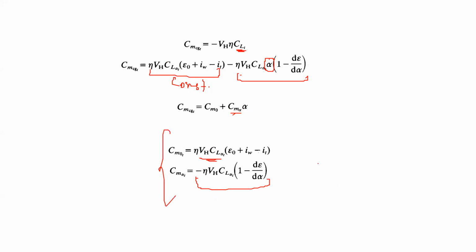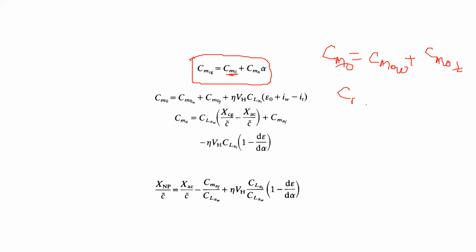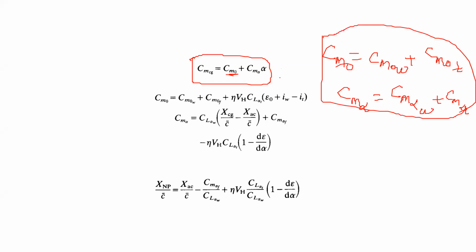So now this becomes the whole expression. What we have to do now is simply combine. So now look at this CM naught. This CM naught right here is coming from CM naught of the wing and CM naught of the tail. We know expressions for everything. We have CM alpha. Now it also has two contributions: CM alpha from the wing and CM alpha from the tail. We just simply add them. No hard mathematics, simple addition.